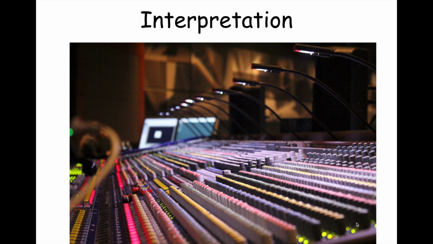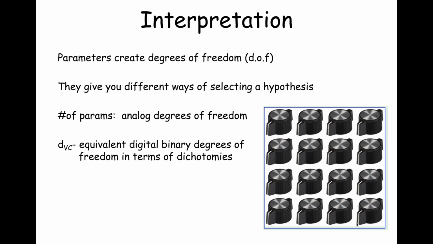Nonetheless, these knobs on the control board in a music studio each represent some parameter that you can control. It could be the frequency. It could be the amount of energy in that audio signal at a certain frequency. It could be the amount of echo or background noise, all sorts of stuff. And so a parameter is a so-called degree of freedom. It's a way of controlling, similar to the soundboard, one aspect of your hypothesis.